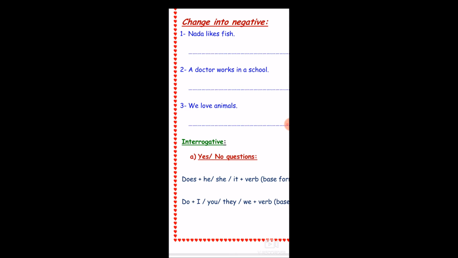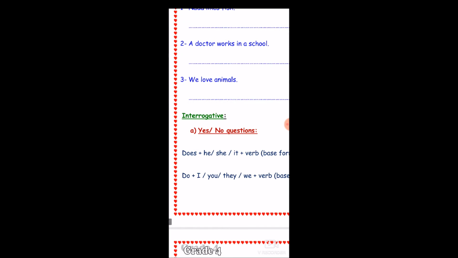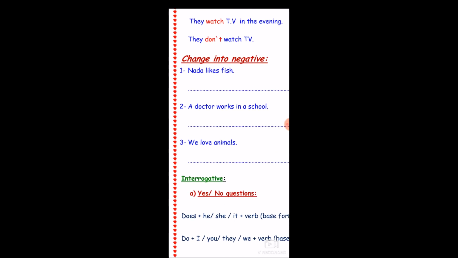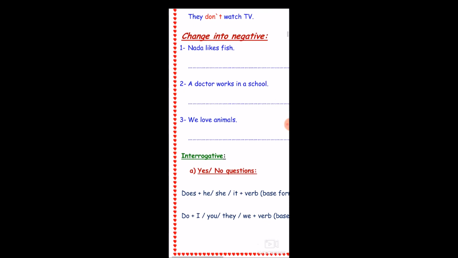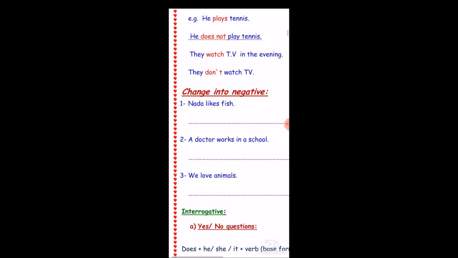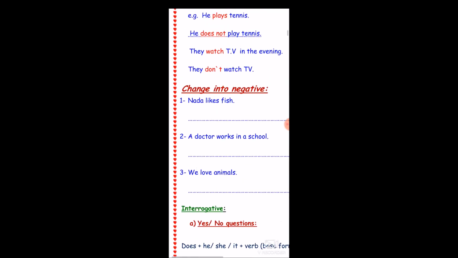Number 2. A doctor works in a school. Does a doctor work in a school? No. So, we should change it into negative. A doctor doesn't work in a school. Number 3, we love animals. Let's change it into negative. The verb is love. It's base form. We don't love animals. This is about the negative form.